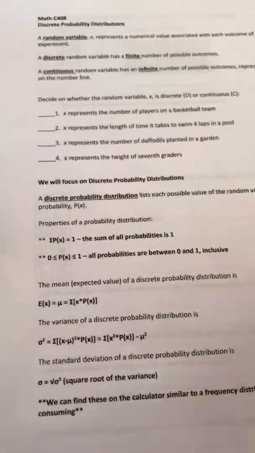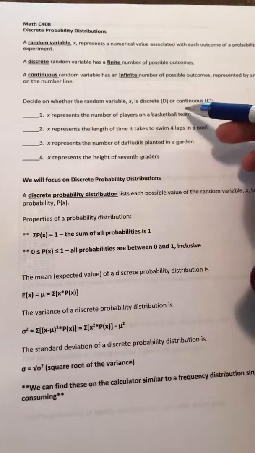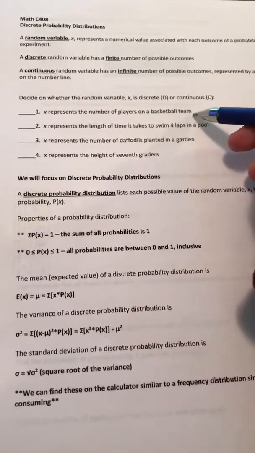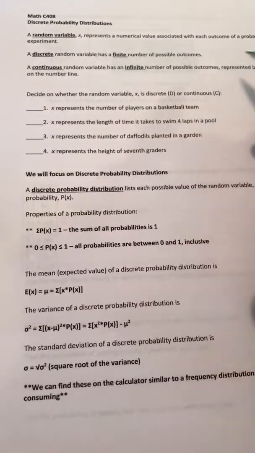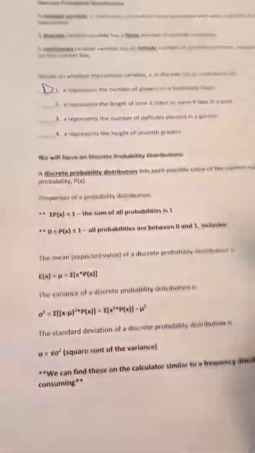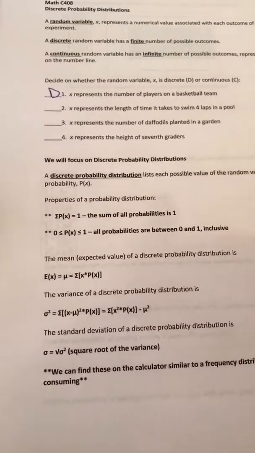So if you want to decide if the random variable is discrete or continuous, for the number of players on the basketball team, you can't have just half a player or a fourth of a player. Either you have a player or you don't. So that would be a discrete value. There's a finite number of players on the basketball team.